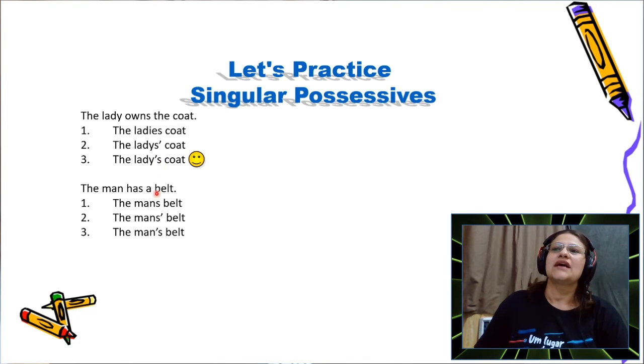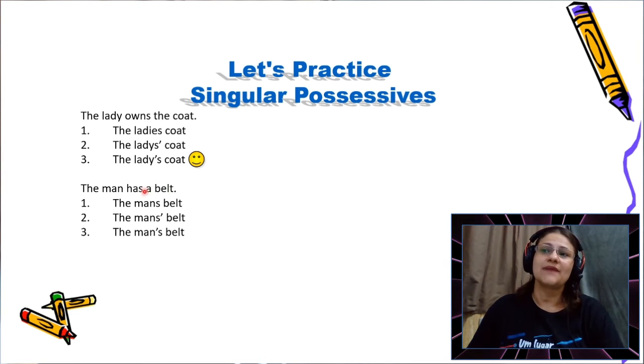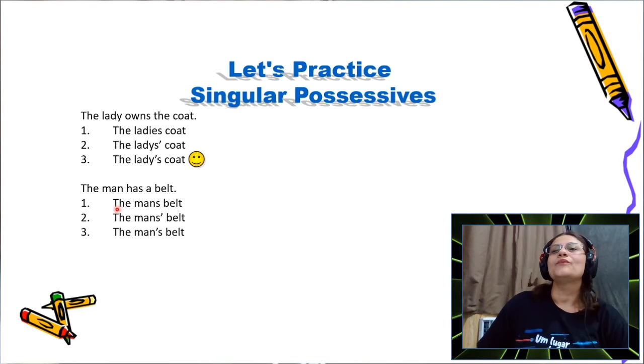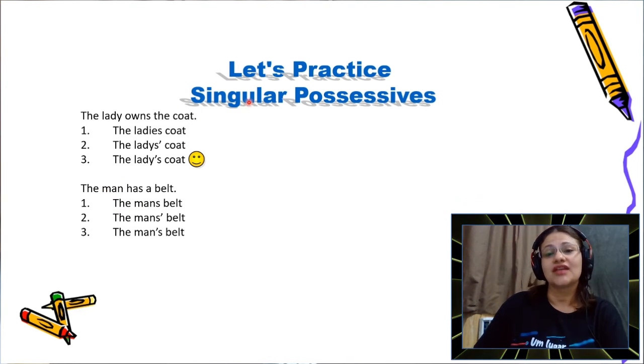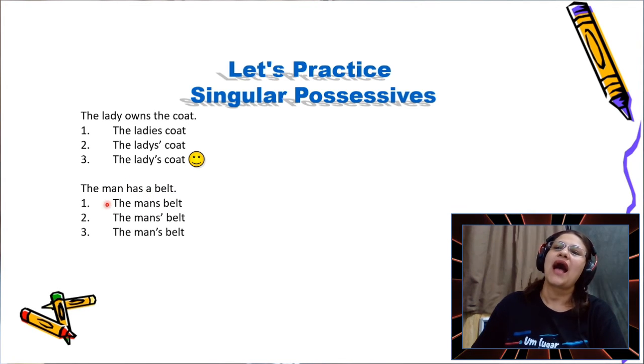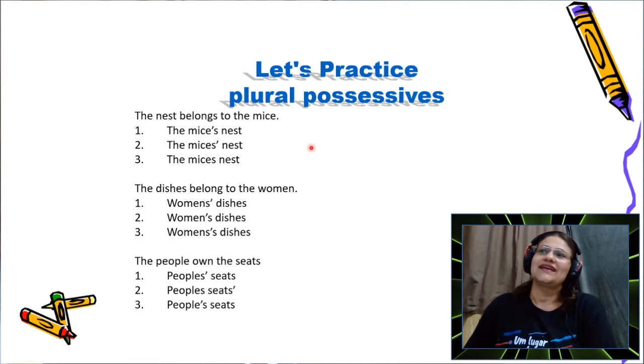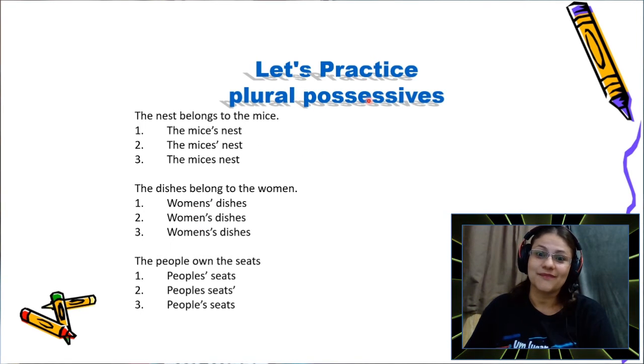Okay? Another example. The man has a belt. So this belt belongs to the man. So man is a singular word again. So I have to put the apostrophe and an S. Let's see. Man's, no, no. Number 3, the man's belt. Okay, because it's a singular noun, we just add apostrophe and an S. Very good.